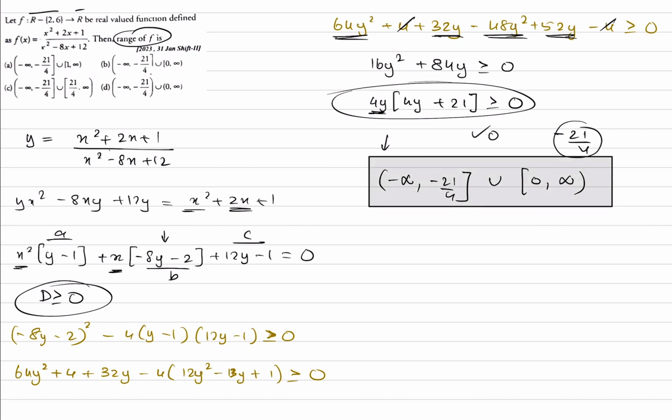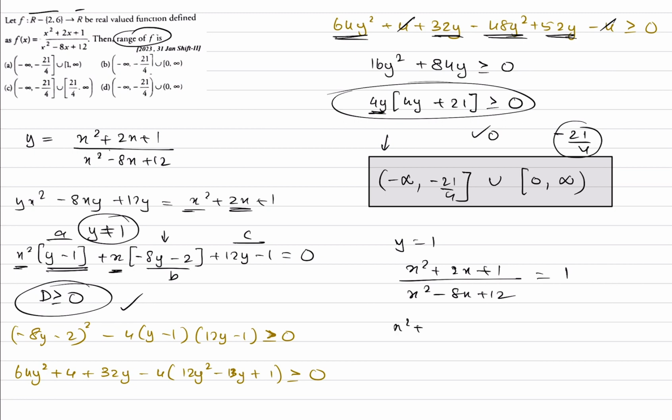Now look here, this discriminant condition holds only when you take y not equal to 1, right? Only when y is not equal to 1. If y is equal to 1, then we cannot take that discriminant like that. Okay, so when y is not equal to 1, we can take it like this. Now, if y is equal to 1, what will be the value? We know that (x square plus 2x plus 1) by (x square minus 8x plus 12) equal to y. So I'm giving it as 1. So from that, I will be getting x square plus 2x plus 1 is equal to x square minus 8x plus 12. X square cancelled. I will be getting 10x is equal to 11, or x is equal to 11 by 10.